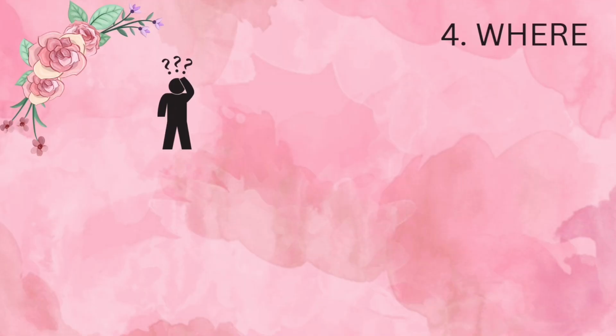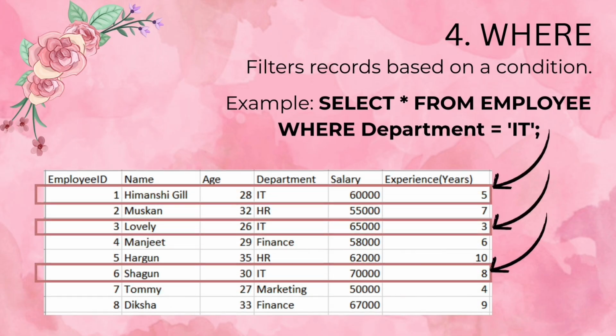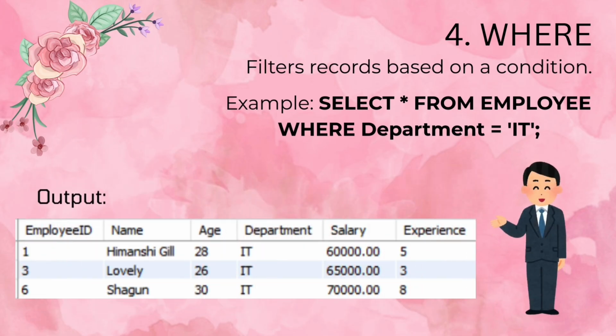Next, the where command is used to filter records based on some condition. The example we are using here has the condition that the department should only be IT. If we check the employee table, there are 3 rows, i.e. 3 employees who work in the IT department. So the output for this example query would have Himanshi, Lovely, and Jagun only in the table.